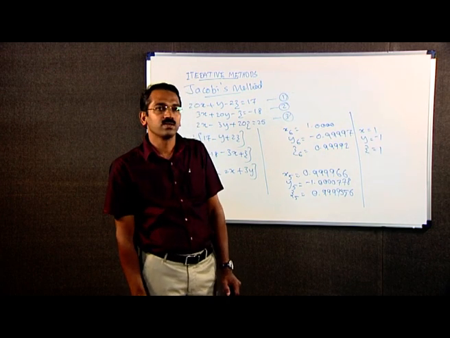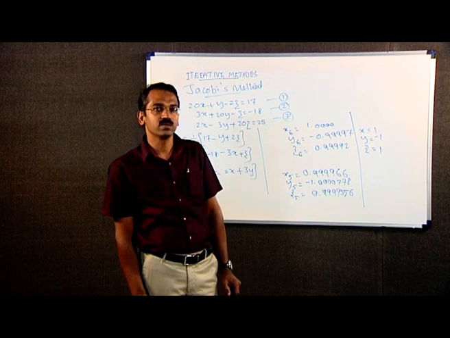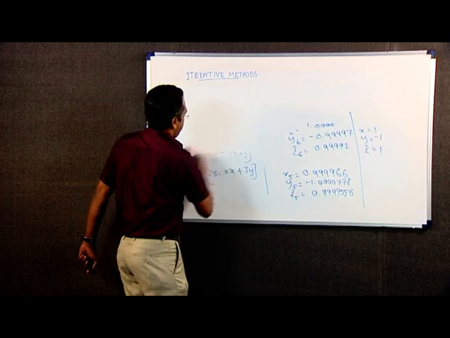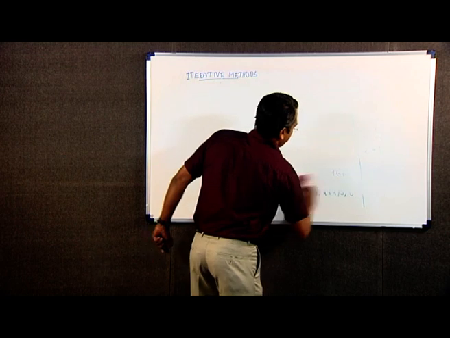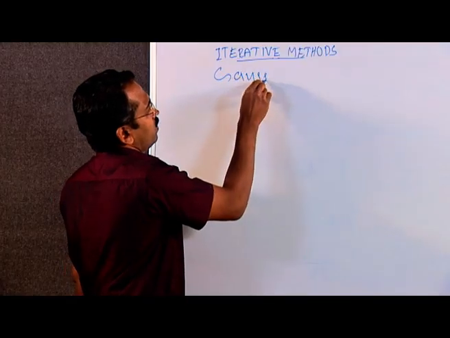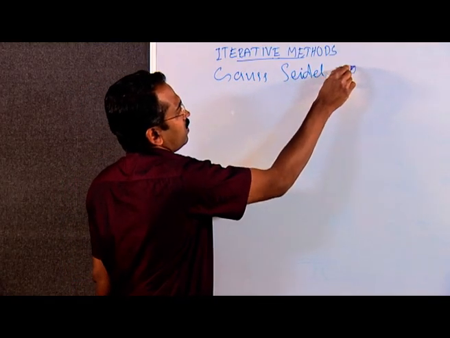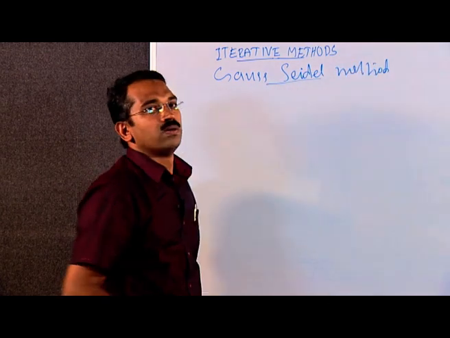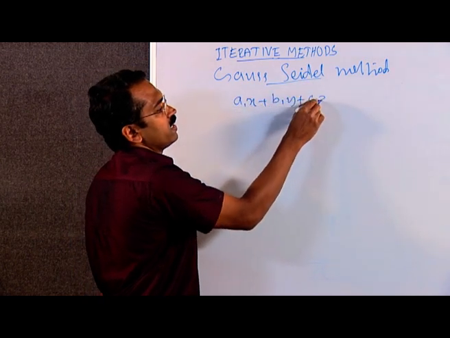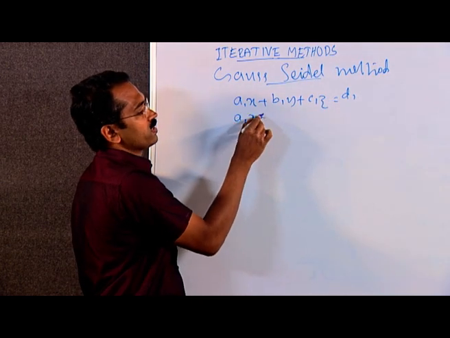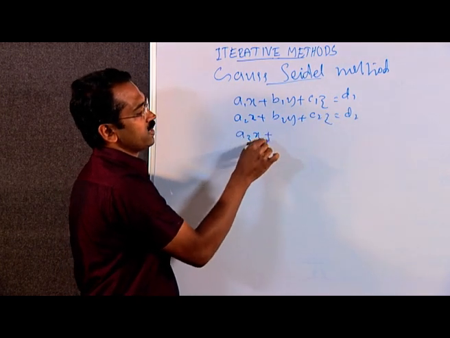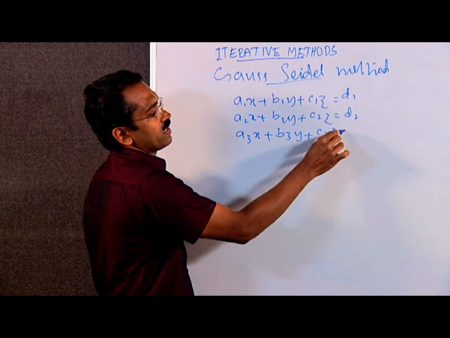Now, we shall discuss another iterative method, the Gauss-Seidel method. Consider the system a1x plus b1y plus c1z is equal to d1, a2x plus b2y plus c2z equal to d2 and a3x plus b3y plus c3z is equal to d3.